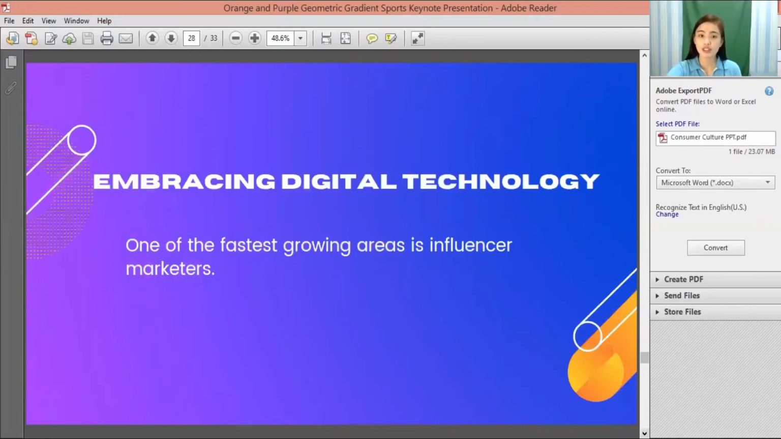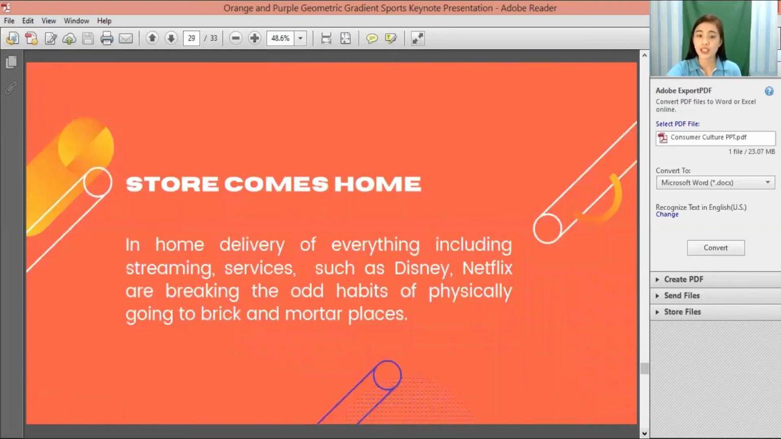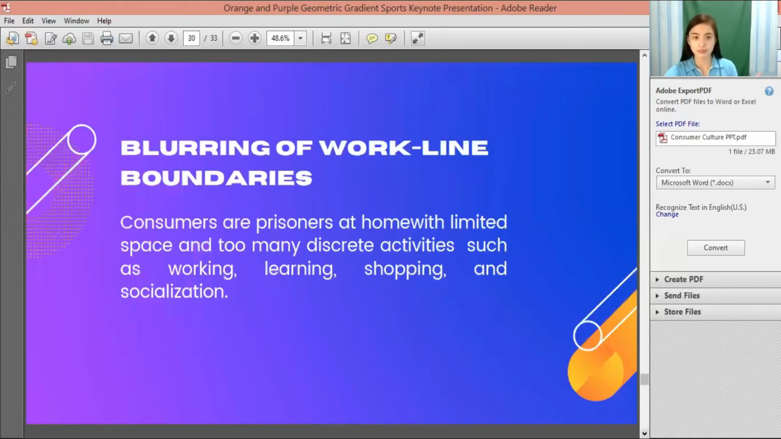Embracing digital technology. Now, one of the fastest growing areas is influencer marketers. The store comes home. In-home delivery of everything including streaming services such as Disney, Netflix are breaking the old habits of physically going to brick and mortar places. Blurring of work-life boundaries. Consumers are prisoners at home with limited space and too many discrete activities such as working, learning, shopping, and socialization.